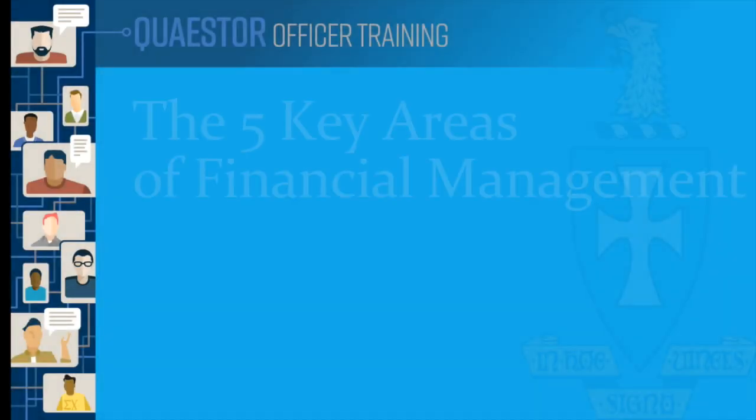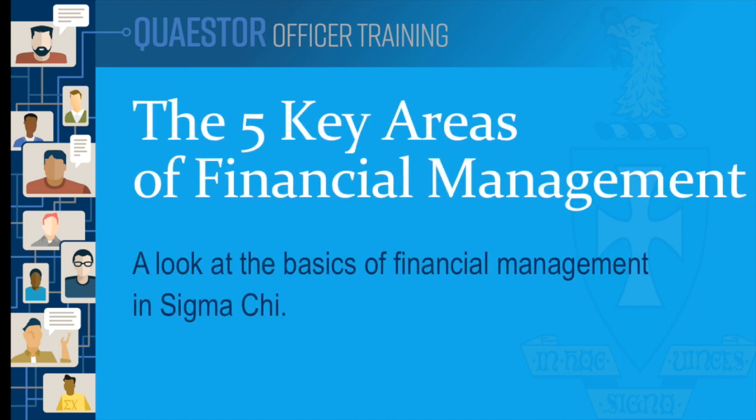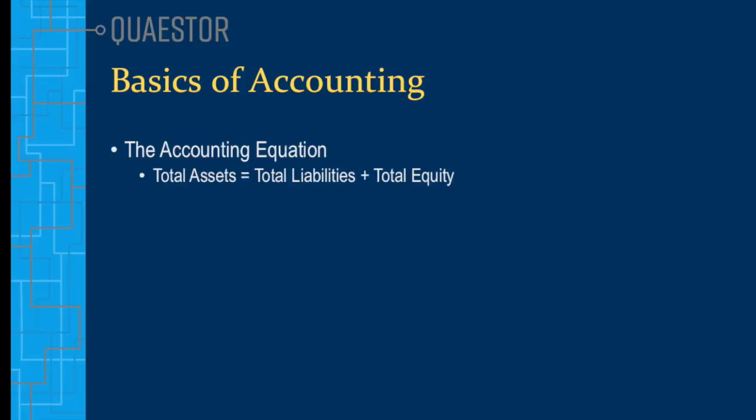We have explored the role, responsibilities, and ethical standards of the Quaestor position. Now let's look at the basics of accounting. At the heart of accounting, we have the accounting equation. The equation is total assets equals total liabilities plus total equity. For our purposes, we will mostly be focusing on assets and liabilities, as they will be the basis of your chapter's cash flow during your term. In future modules, we will briefly discuss the relationship between equity and the rest of the chapter's financial operations.